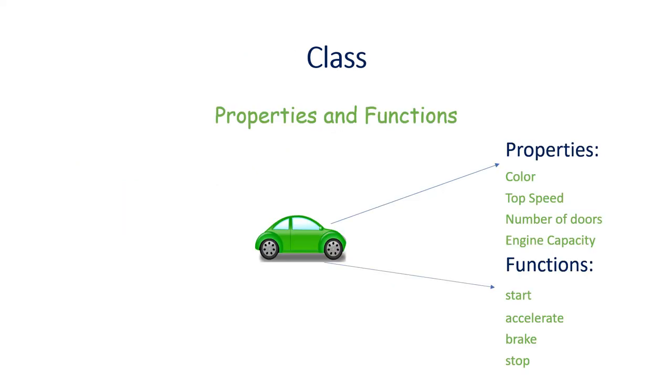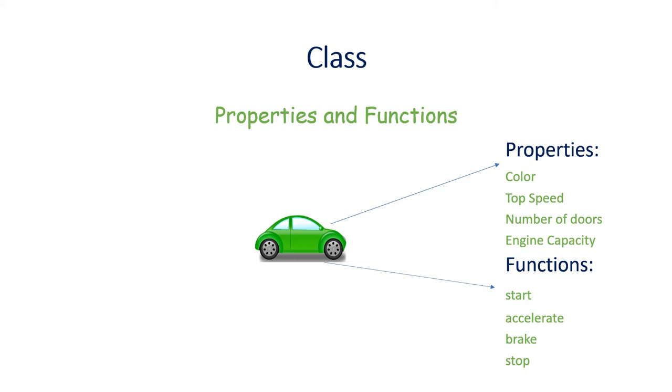Now, properties and functions of a class. A class must have some properties and some functions. For example, we have a class called car. A car must have some properties, for example color, top speed, number of doors, engine capacity, manufacturer, model, etc. These are the properties for which a car is known. And then we have some functions of cars. For example, it will start, it will accelerate, it will brake, and it will stop. So these are the functions of cars.